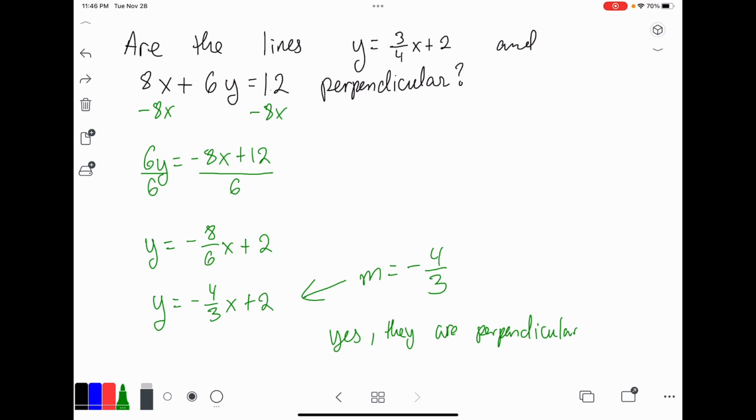So there you have it. By rewriting the second equation in slope-intercept form, we found that the slope was negative 4 divided by 3. The slope of the first line is 3/4. So because the signs are opposite and the slopes are reciprocal to each other, therefore, yes, these two lines are perpendicular to each other.